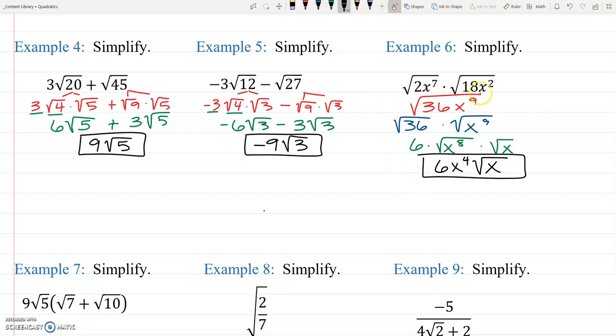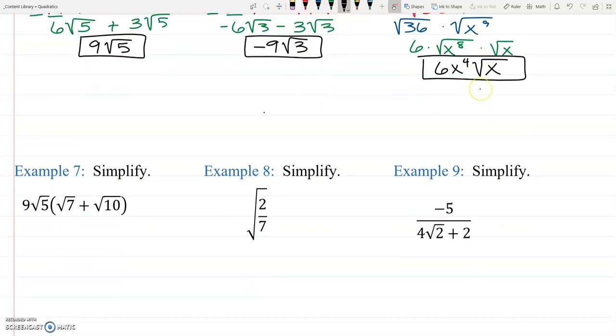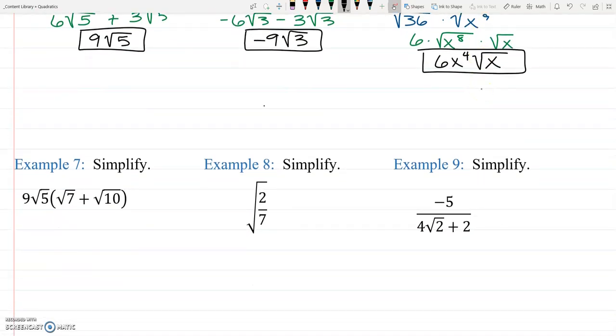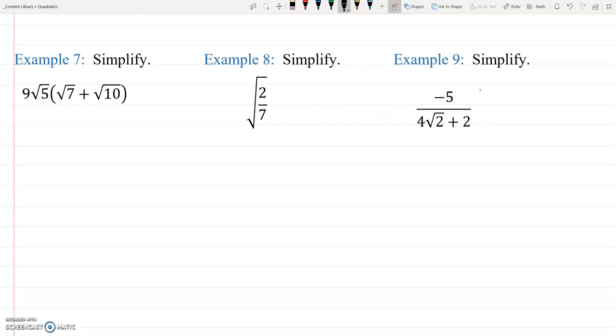So you could do that whenever you want, basically? Do what whenever I want? Like, if it's not, you go x to the 8th and then another one? You could do that? Yeah. Whenever you want. If it's an odd number, just take the biggest even number, and then the other one will just be 1.